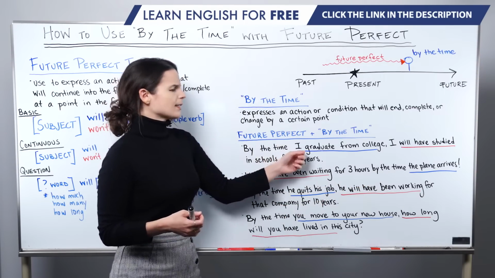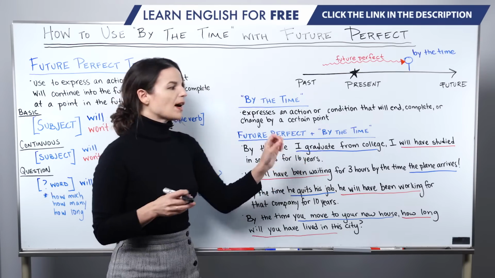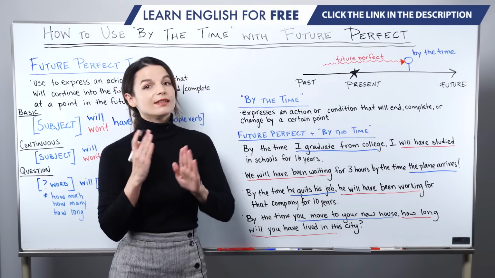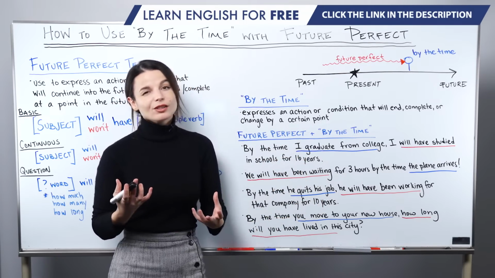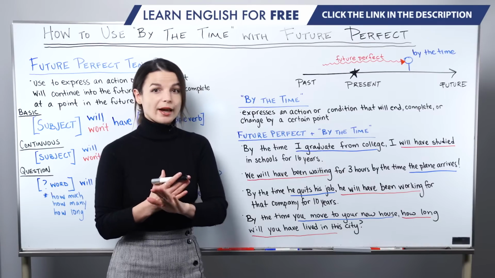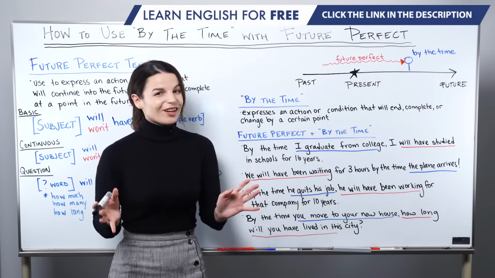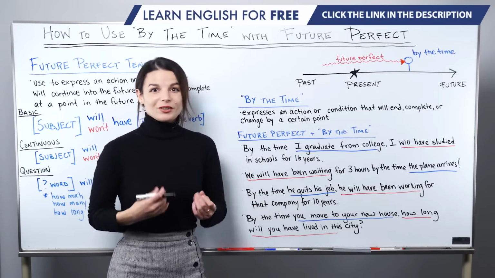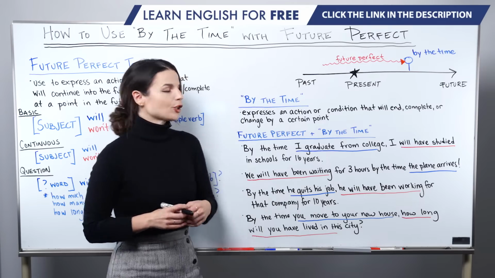For example, sometimes I see learners use by the time I will graduate from college, and this is incorrect. Or by the time I'm going to graduate from college, also incorrect. We don't need to use, and we should not use, a will or going to or something like that in this position here.